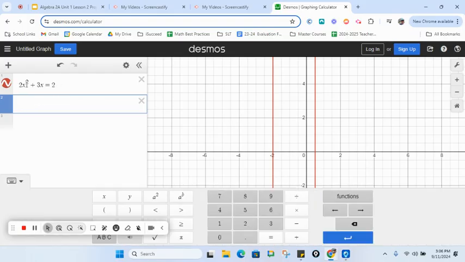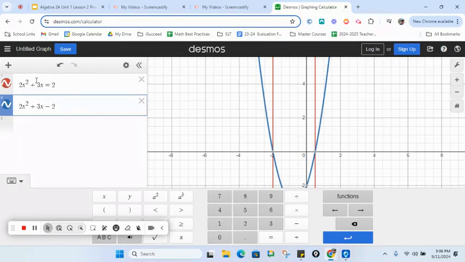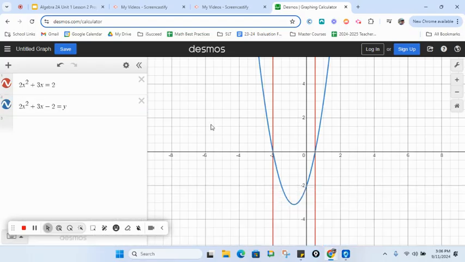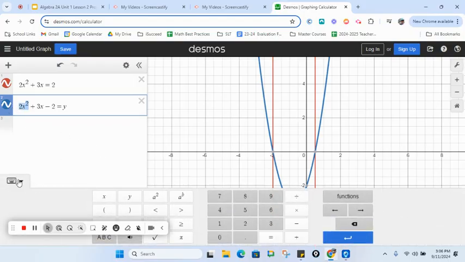We want to rewrite this quadratic equation as a function. So I'm going to type in that same thing. I'm going to move that 2 to the other side. So if I moved it over, it would become a negative. And then as you can see, I'm starting to get my function. And that is that beautiful parabola shape that I need and want to see and would expect from a quadratic.